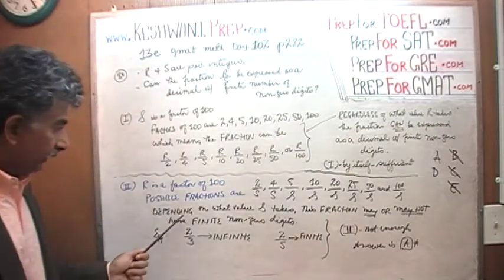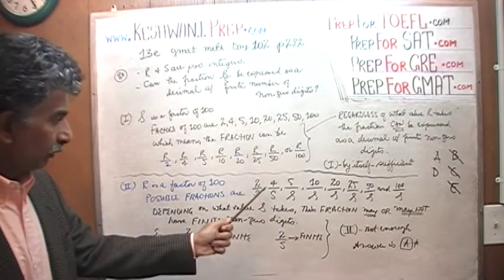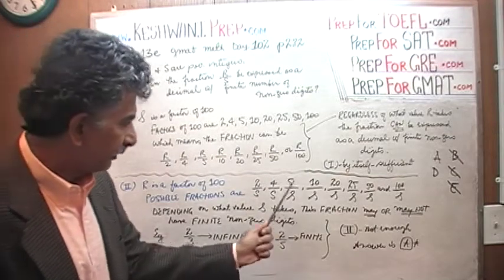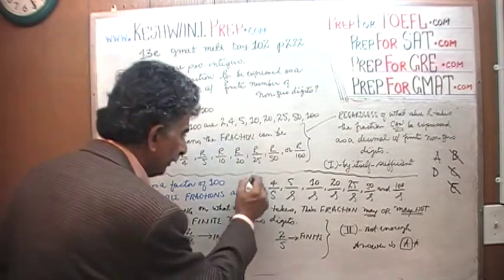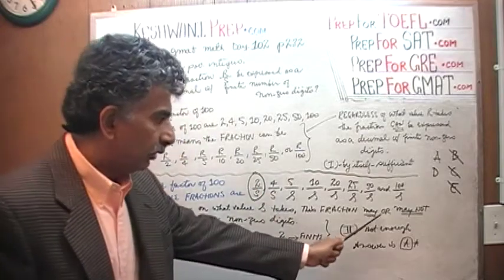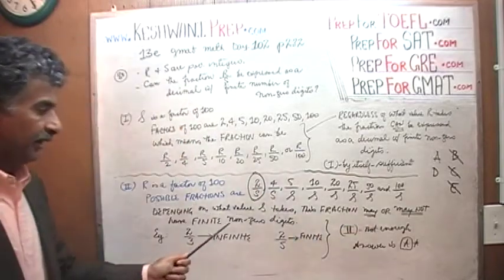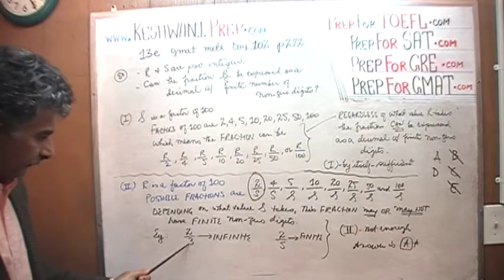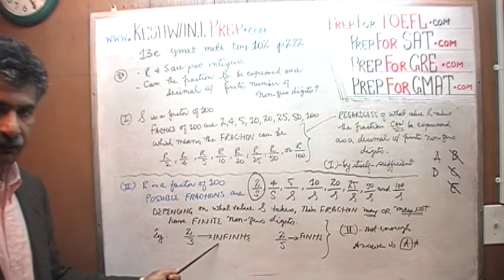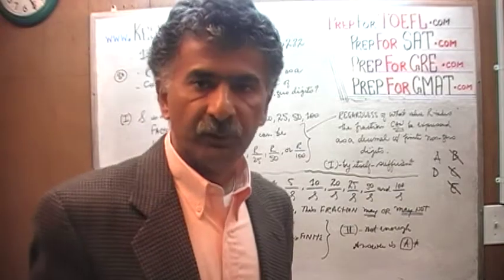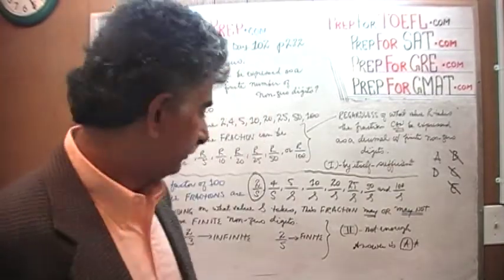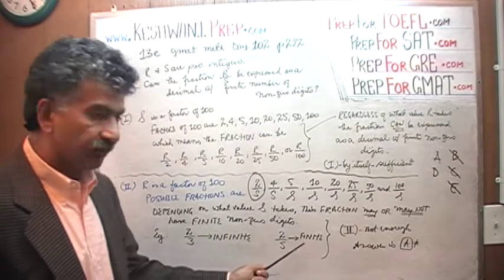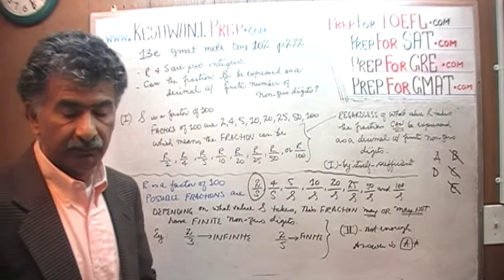Here, depending on what value S takes, and we have no idea what S is, this fraction may or may not have a finite number of non-zero digits. For example, if S happens to be 3, 2 over 3 has an infinite number of non-zero decimal places because it never ends. It's just 0.666666 forever and ever. On the other hand, if S happens to be 5, then 2 over 5 has finite non-zero decimal places because it's just 0.4.